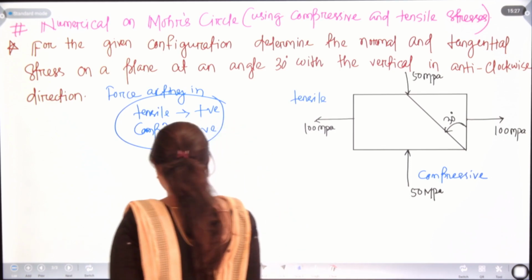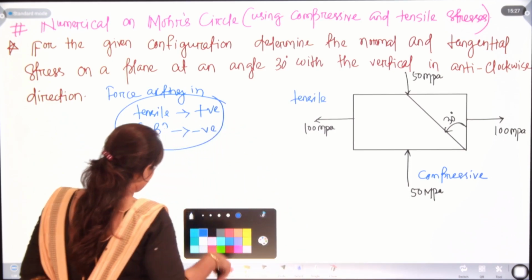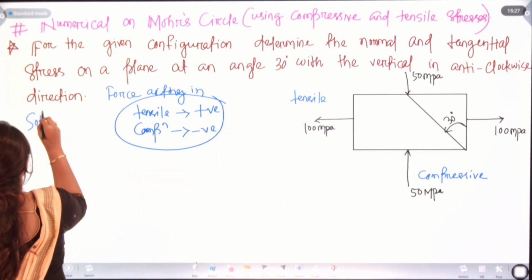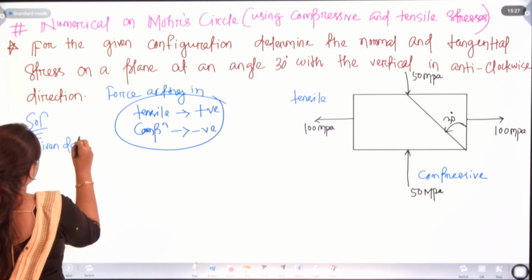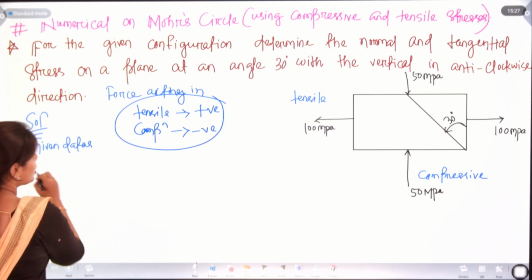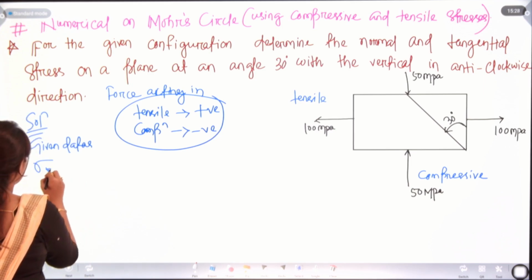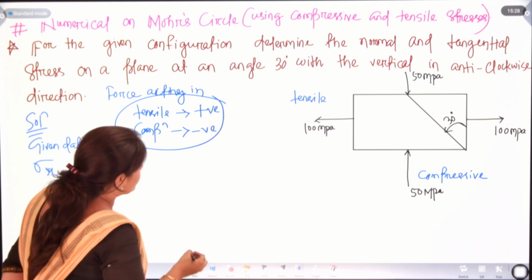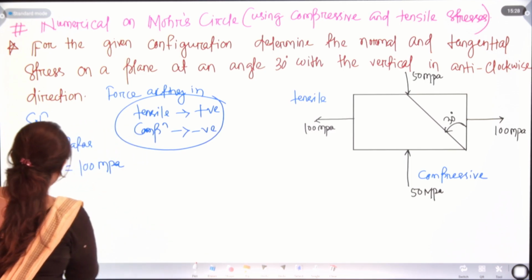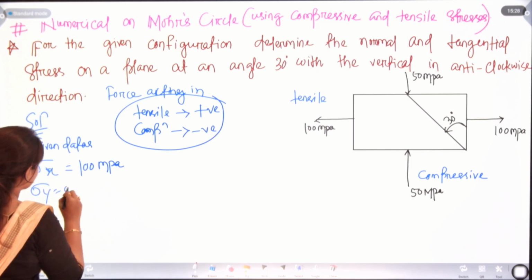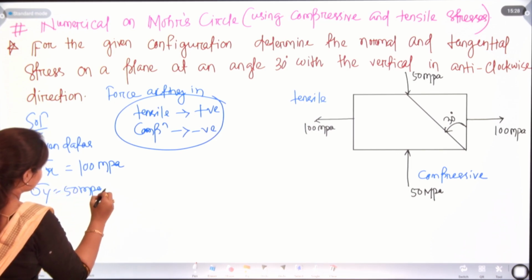So, how will we solve this numerical? First, what are the given data? We have sigma x, that is 100 megapascal, and sigma y as 50 megapascal.